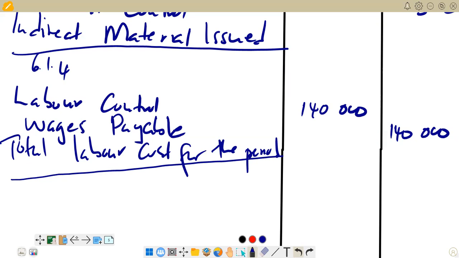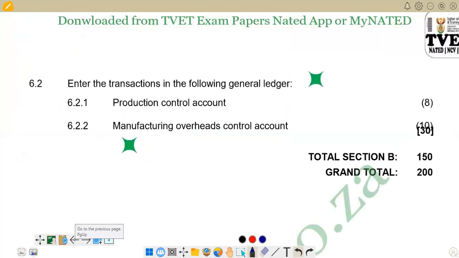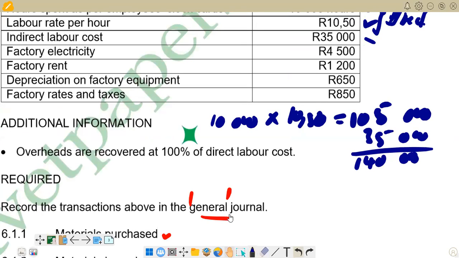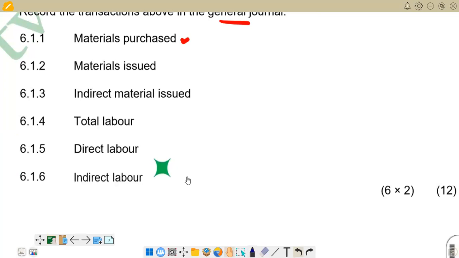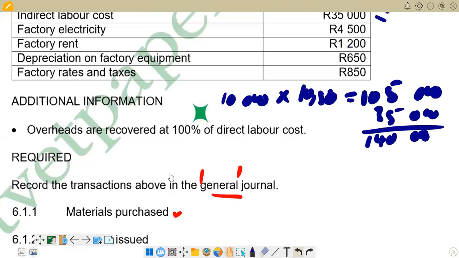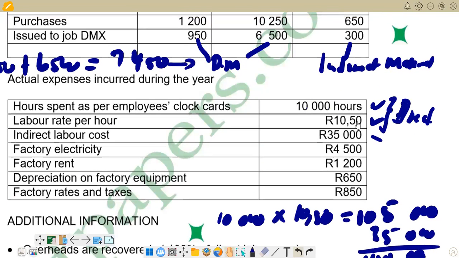What we have on the next one. We'll go and check what we have on the next one. The next one is now direct labor. So remember, we said we've got direct and indirect, and this one is direct. Direct is the one we multiplied and got 105,000. Remember, direct is transferred to the production control. So you're going to debit production control, and we are going to credit the labor cost control. So we go there.